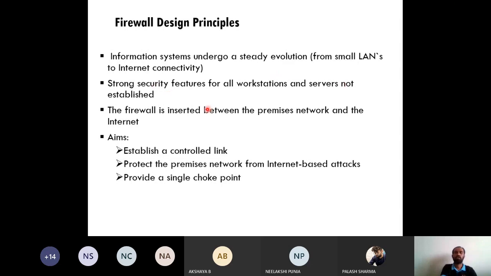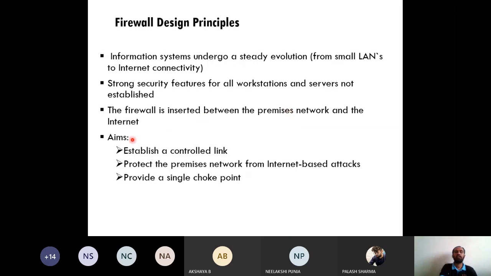Second thing is, whenever you are talking about client-server communication, that is workstations and servers, with respect to that you should have strong security features. And third thing is, as usual, you will be inserting the firewall with respect to the network and the internet, in between your local network and the internet.